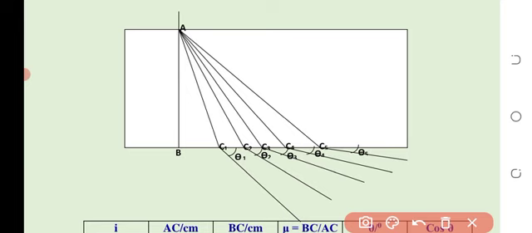For your BC value, measure along this part. For the first value, you have this. For the second value, you measure from here to here. For the third value, you measure from here to here. For the fourth value, you measure from here to here.